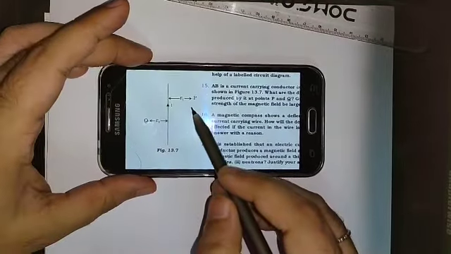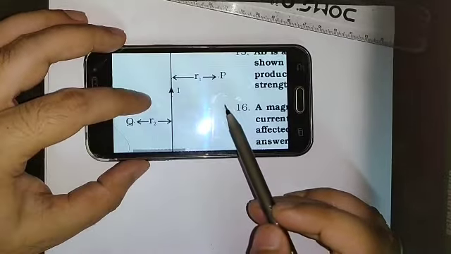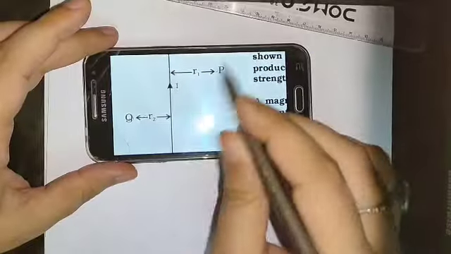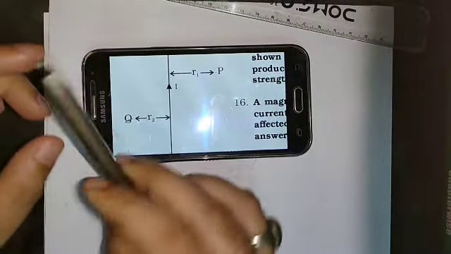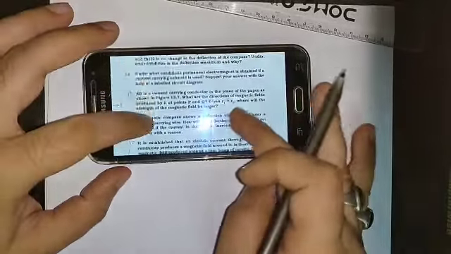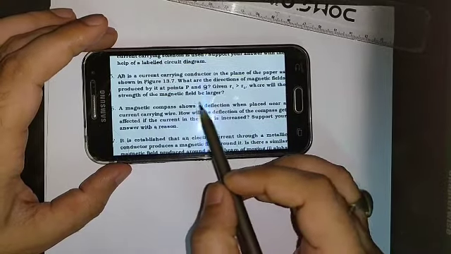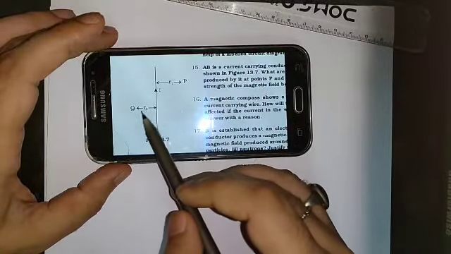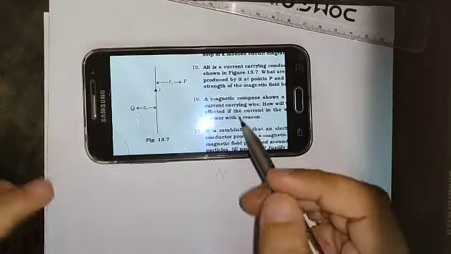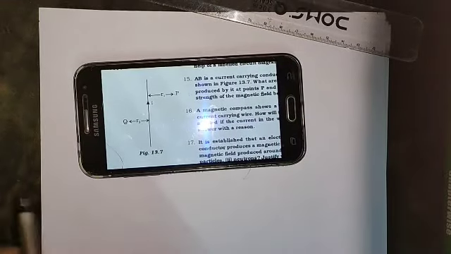So at this particular point P, it will go perpendicularly down, and at this point Q perpendicularly up. Now the other question: where will the strength of the magnetic field be larger? At the point Q, the magnetic field will be larger because R2 is smaller than R1, and it varies inversely with the distance. It means as the distance increases, the magnetic field will decrease.